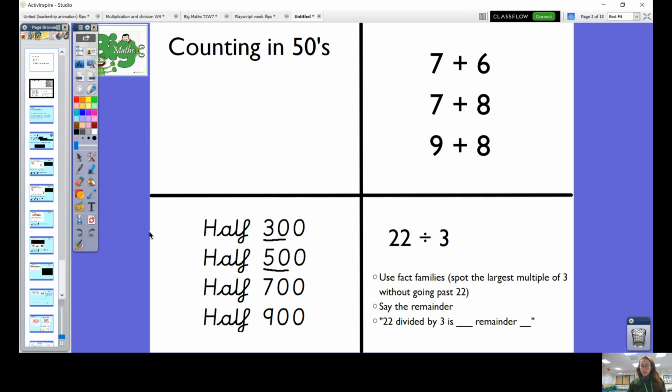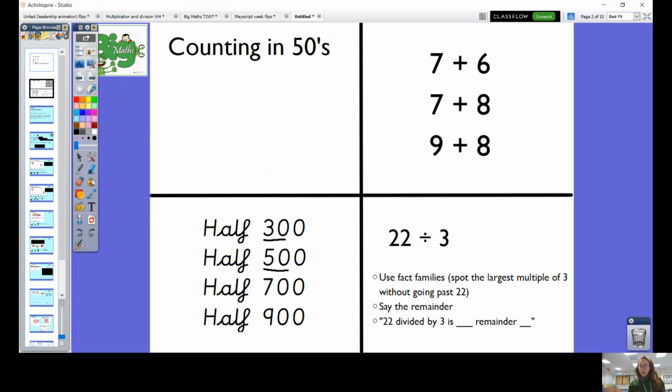And then we looked at halving, didn't we? We've been looking at halving these numbers for a little while. So again, in your maths book, I'd like you to write half of 300 is, half of 500 is. And I've underlined something to give you that little tip. If you know half of 30, we can make it 10 times bigger, and that will make half of 300. So again, do that in your maths books now.